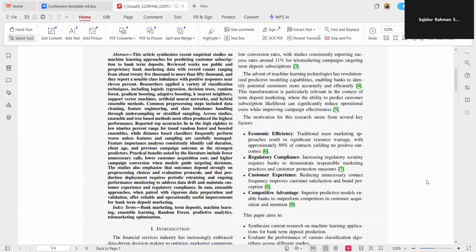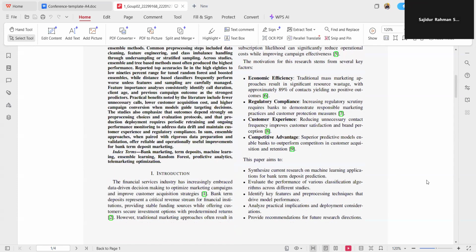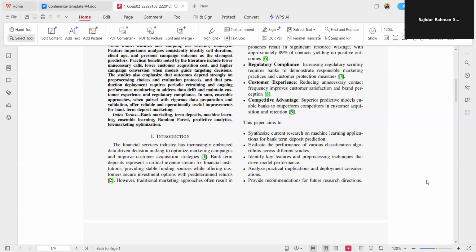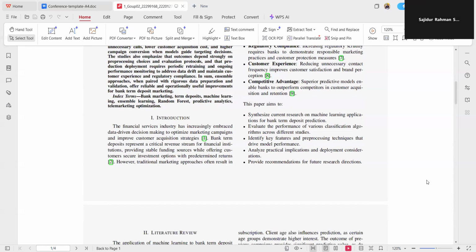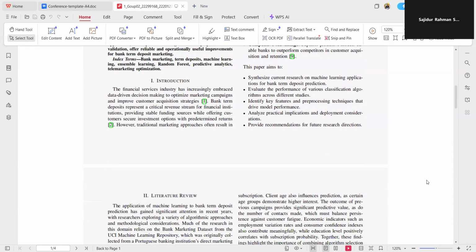This is where machine learning comes into play. By leveraging machine learning algorithms, we can better identify which customers are likely to subscribe to term deposits, improving marketing efficiency, reducing operational costs, and ultimately enhancing customer satisfaction.